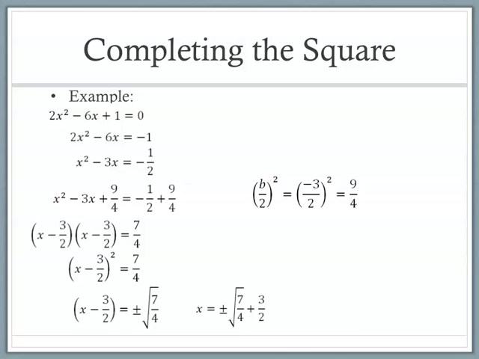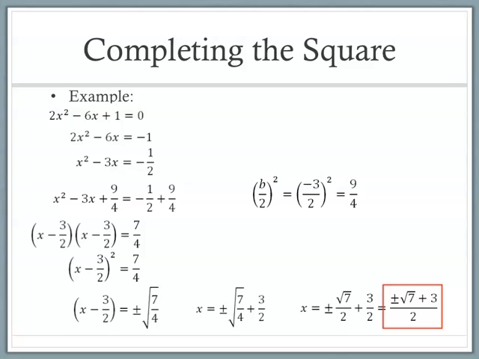And now we do have two answers here. We do want to simplify it as much as we can, so I know that I can take the square root of 4, which is equal to 2. So this is plus or minus the square root of 7 over 2 plus 3/2, and if we want to write that as one fraction, we can. And so that is our answer.